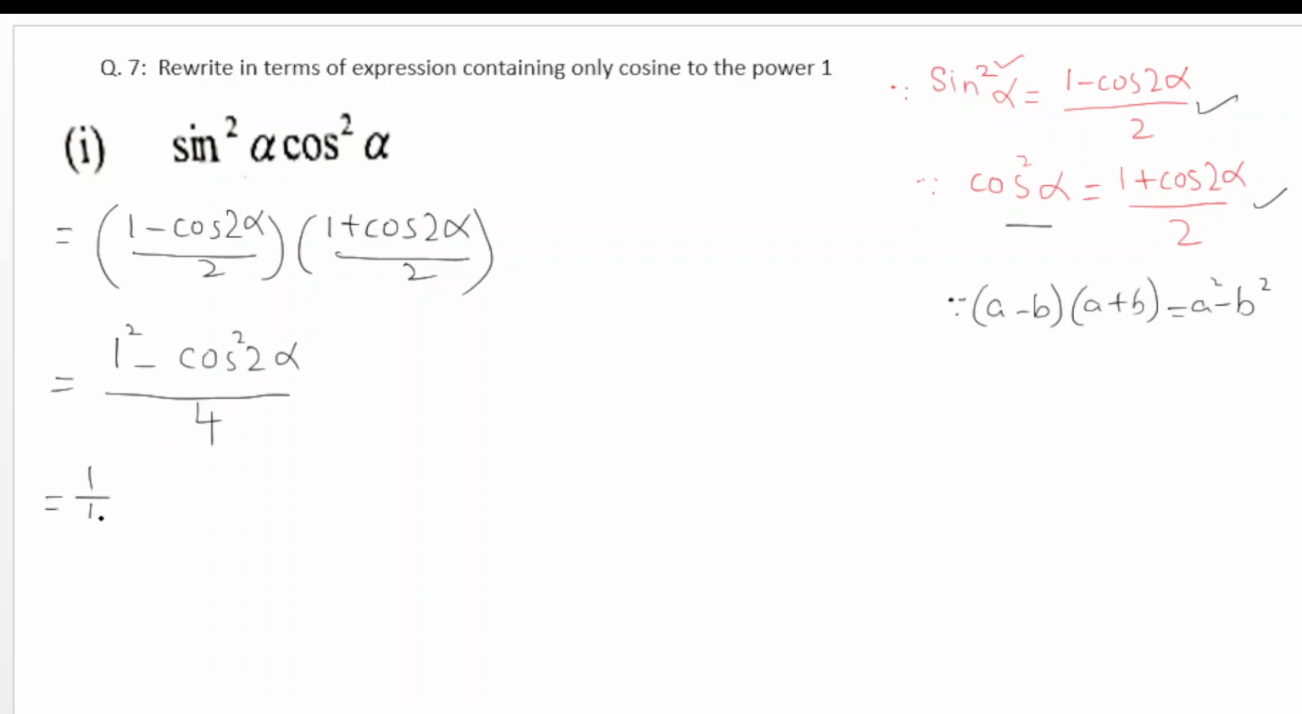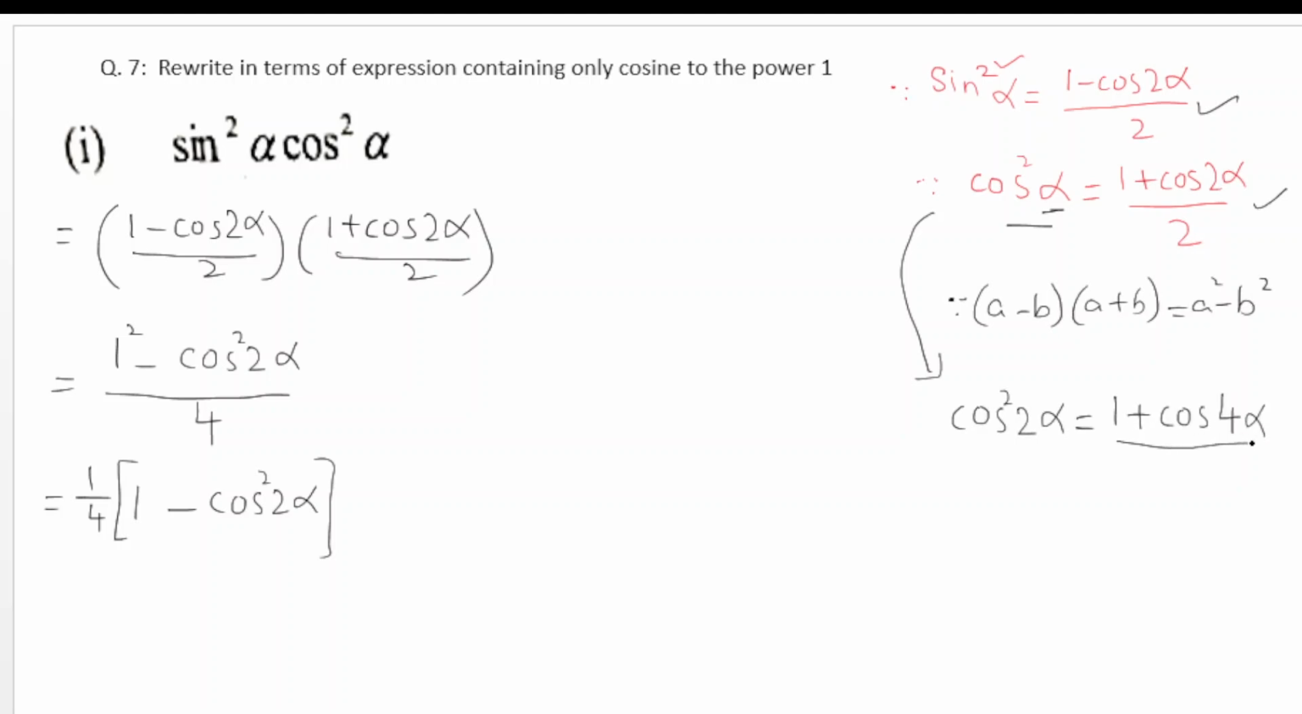Here 1 square is already there, but we have to remove all the squares. So I just keep the 4 as it is in the denominator. That is going to be 1 minus cos square 2 alpha. Now we have to put the value of cos square 2 alpha. Look here, we have cos square alpha, we don't have cos square 2 alpha. Here, if there is alpha, there will be 2 alpha. So if there is 2 alpha, what is going to be here? 1 plus cos 4 alpha.